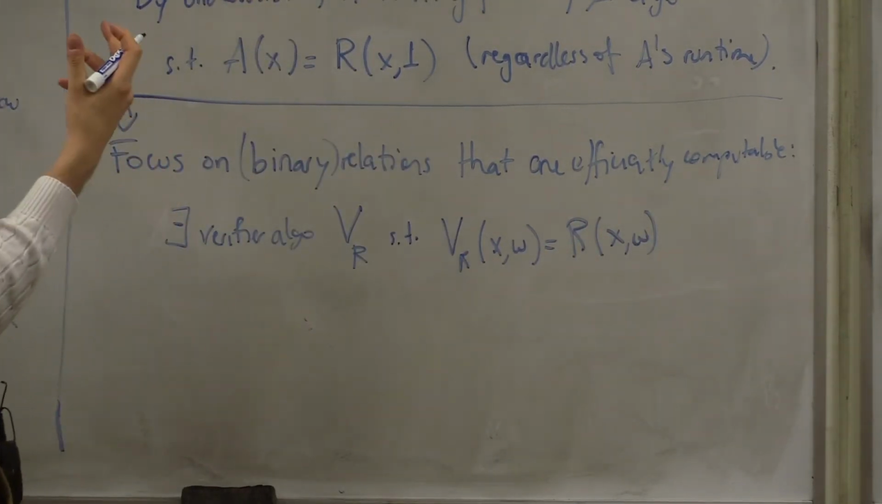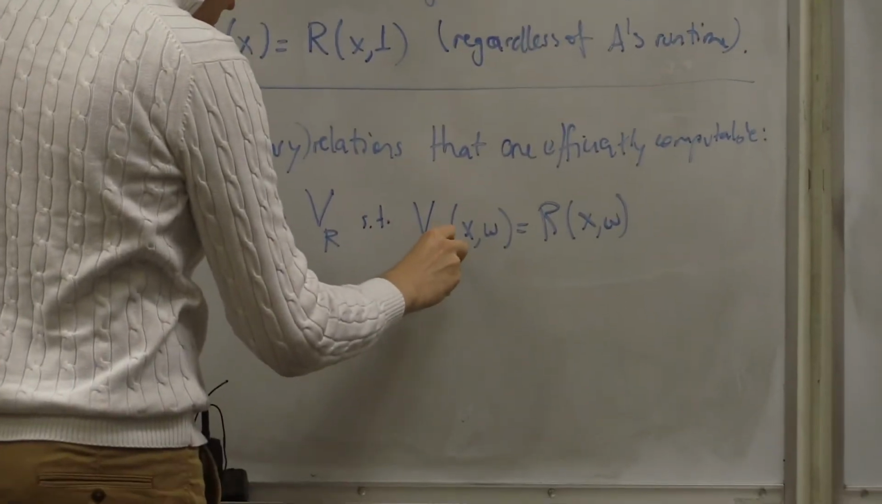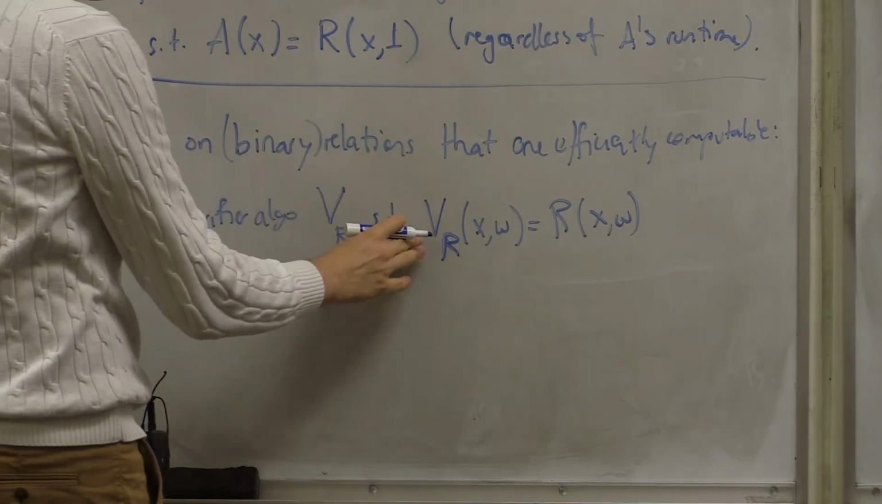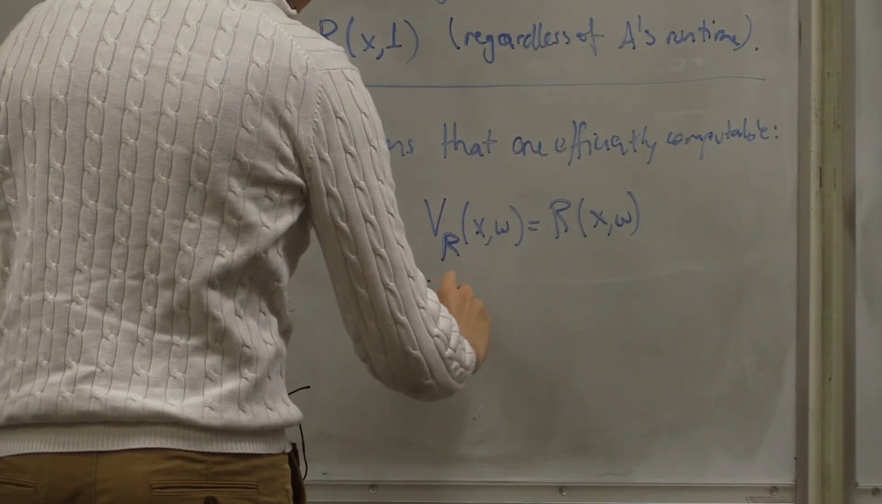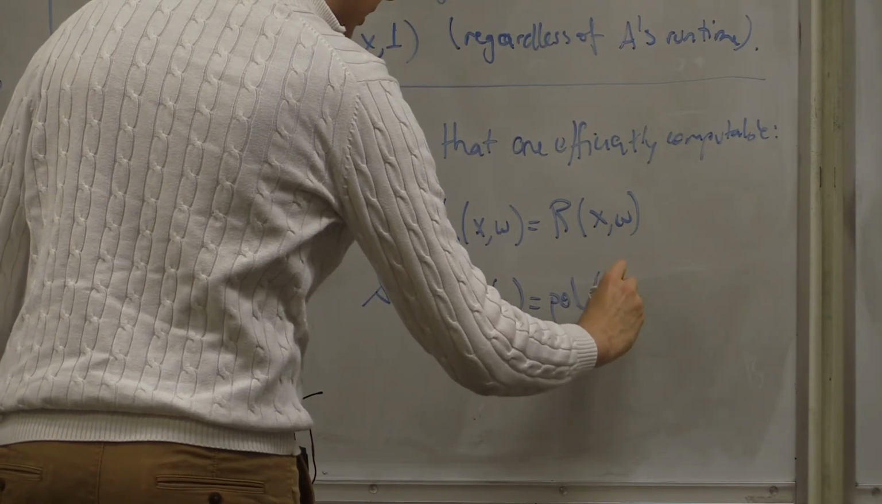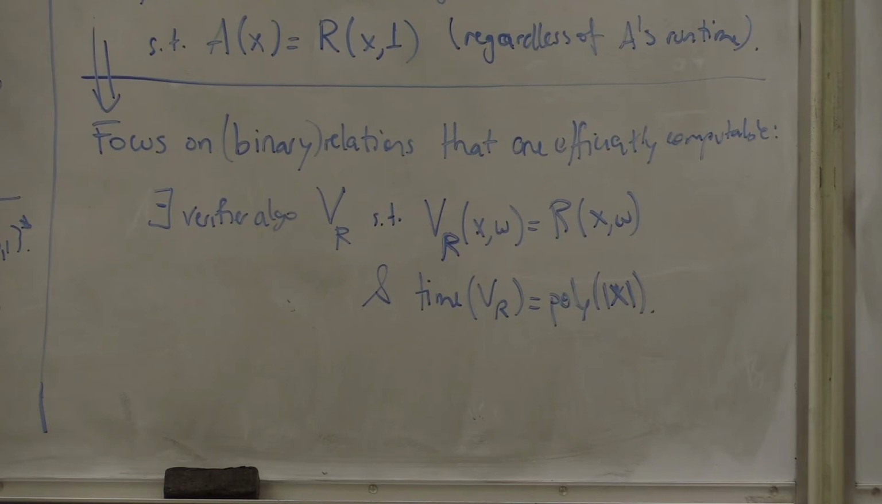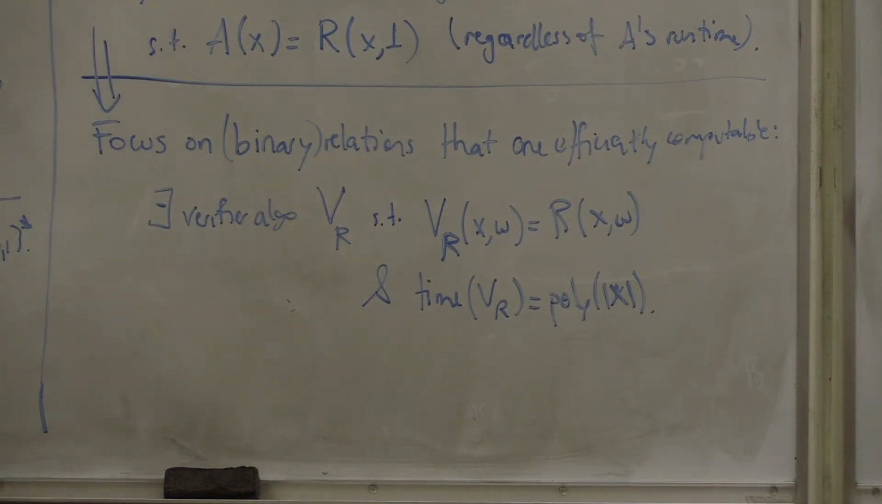So the relation so far was just a set. It wasn't an algorithm. That's why we could define something like the halting problem. But now we're saying that the relation comes together with an algorithm that says the right thing. And the running time of this algorithm is polynomial in the instance. Another way to say it is that if you give me a candidate witness, I can tell you whether the witness is a good one or not for the current instance.